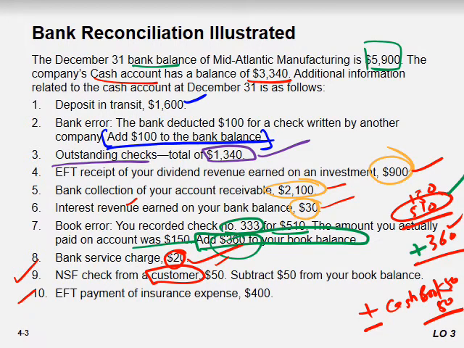And number 10 is the EFT, electronic fund transfer payment of insurance, 400. This is automatically deducted from your bank account. So how do you come to know? Through your bank statement, and then you record it into your cash book. When you record this as a payment, you less it.